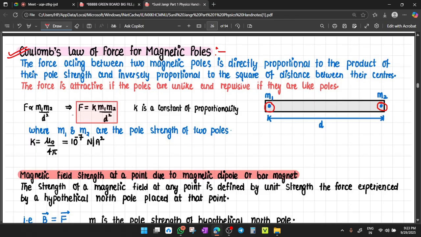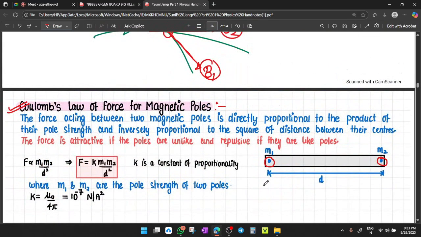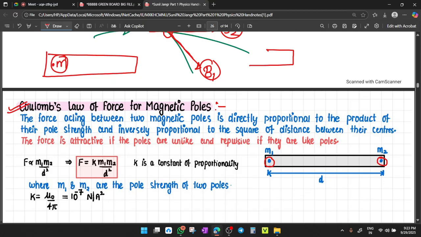Okay? So if you have different pole strengths, it means definitely there are two different magnets, because a single magnet cannot have two different pole strengths. In a single magnet, the pole strengths are always of the same magnitude. But if you have two different magnets, then it may be possible that there are two different pole strengths.